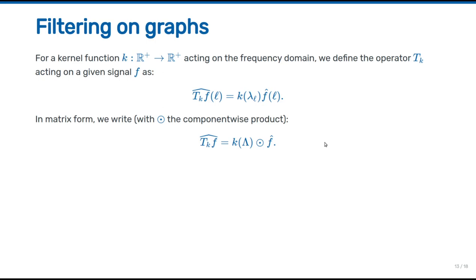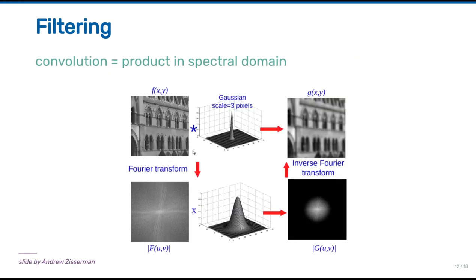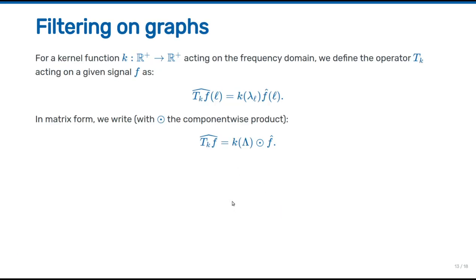So this is exactly what is written here. The only difference with before is I'm defining now a kernel function. So the kernel here will act on the frequency domain. So it will take a frequency and output a function of this frequency. So even though this is a function from the real to the real, you see that since the spectrum of my Laplacian is discrete, only the value of the kernel at the eigenvalues of my graph will matter in the end.